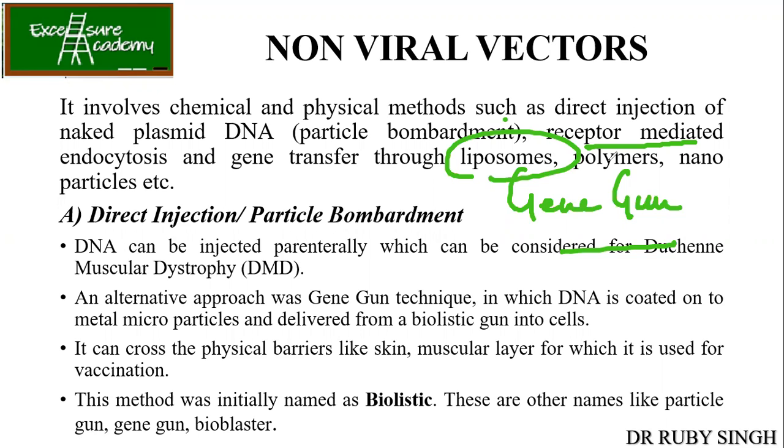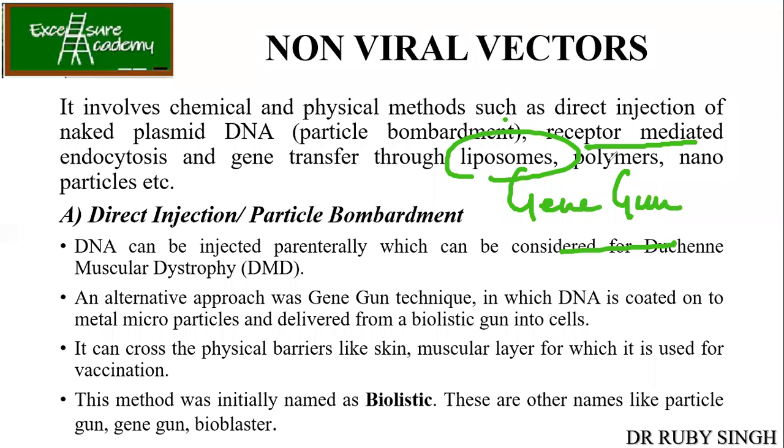So what do you mean by gene gun? Remember how we were doing microinjection when we were working with the embryonic stem cells? In the same way, this gene gun is also there. So the particular DNA sequence will be directly injected into the cell. Okay. Basically, this has been used for the muscular dystrophy problem.